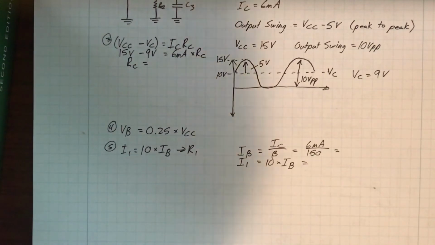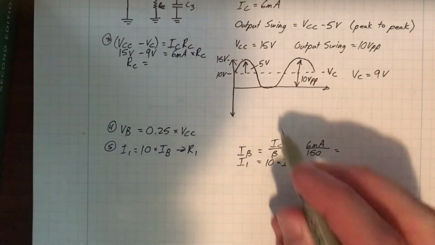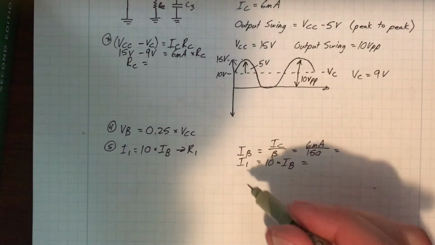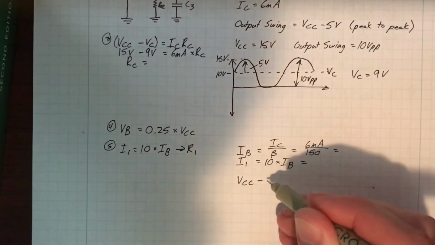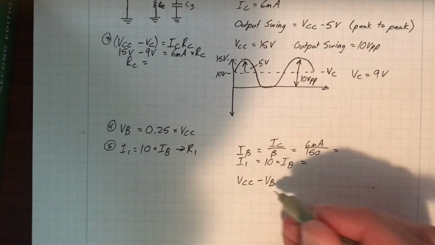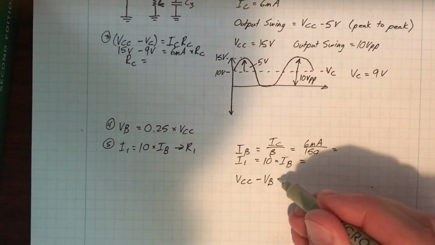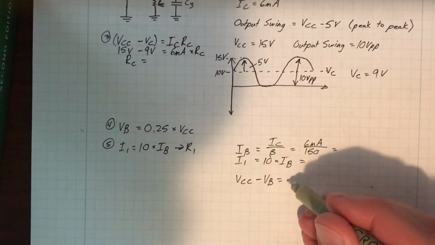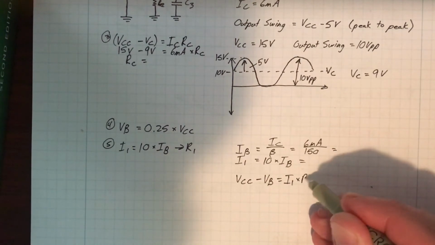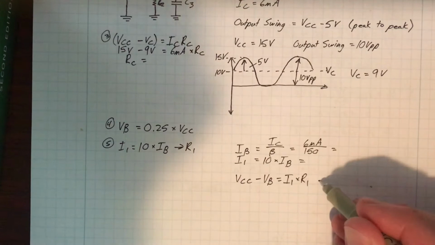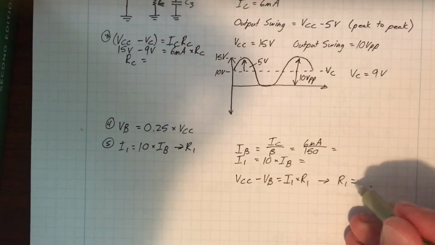Once you know I1, you can figure out what R1 is, just using Ohm's law. It'll be VCC minus VB, which you chose in the last step, equal to I1, which we just solved for, times R1. And that will give you R1.